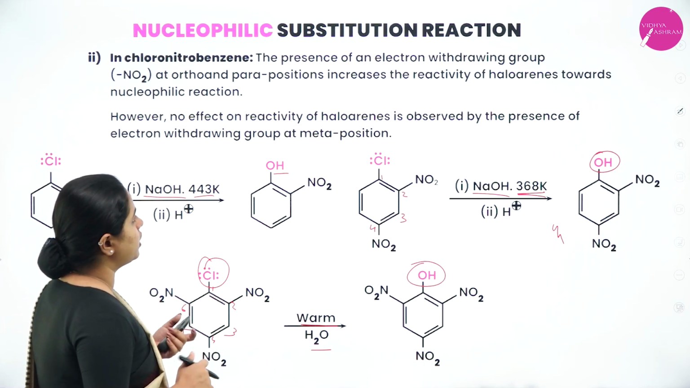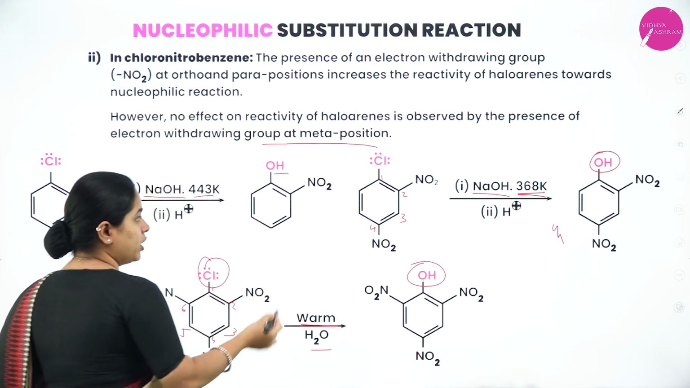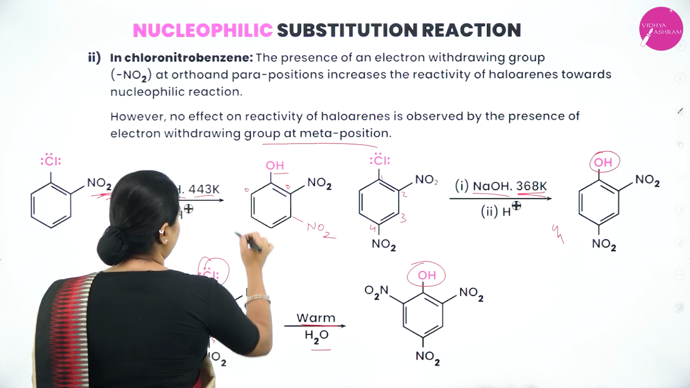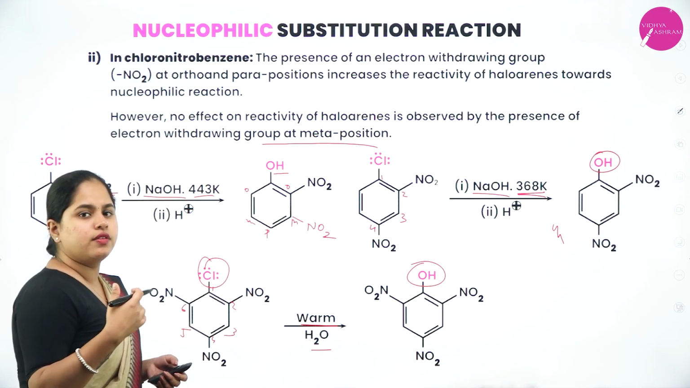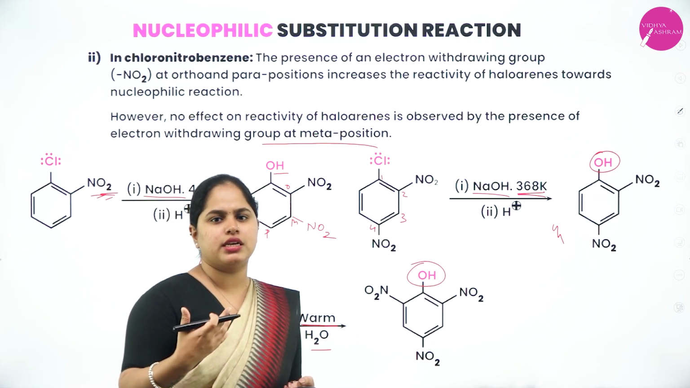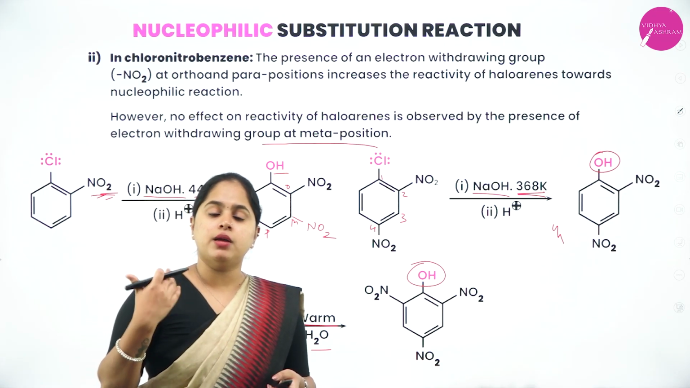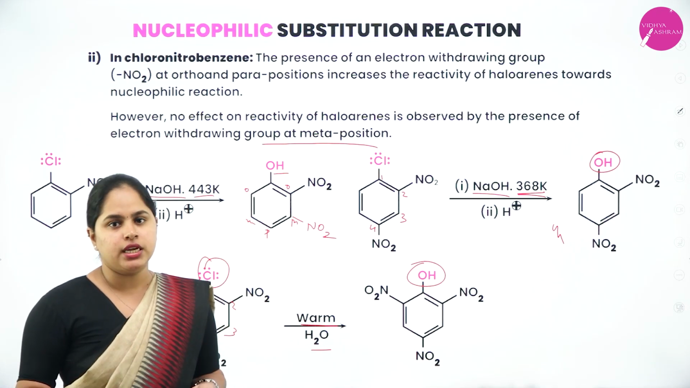However, there is no effect on reactivity by the presence of an electron withdrawing group at meta position. For example, this is ortho, this is the meta position and this is para position, right? If you have a nitro group at meta position, it doesn't make any difference in the reactivity. But if you add more and more nitro groups to the ortho and para positions, the reactivity increases.